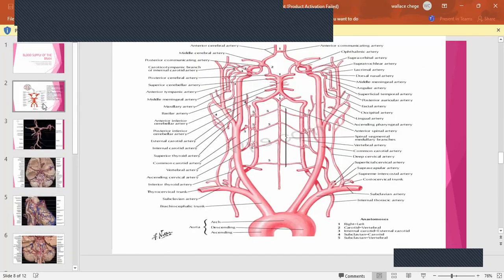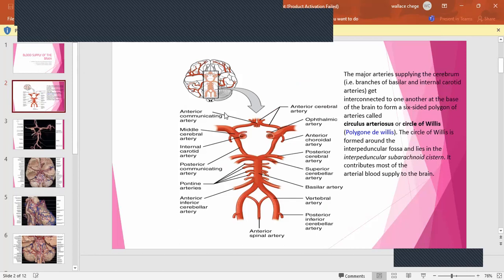One final look at this. So you should know every detail about the arterial circle of Willis, polygon of Willis, circulus arteriosus. Should know how these arteries anastomose.